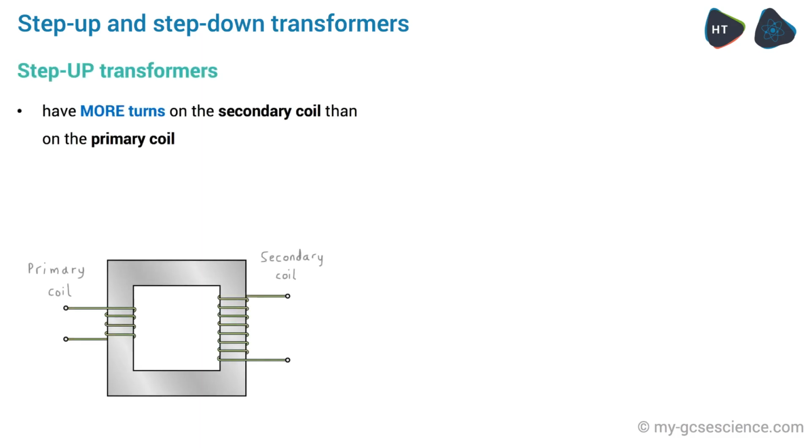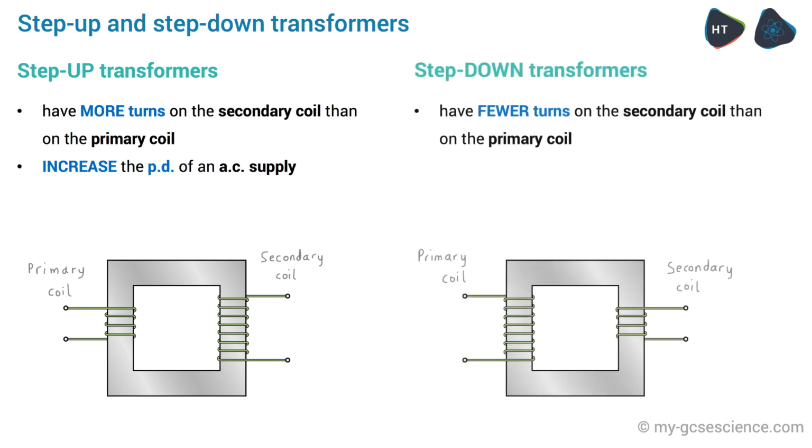Step-up transformers have more turns on the secondary coil than on the primary coil, and so they increase the PD of an AC supply. The other type of transformer is the step-down transformer. Step-down transformers have fewer turns in the secondary coil than on the primary coil, and because of this they decrease the PD of an AC supply.